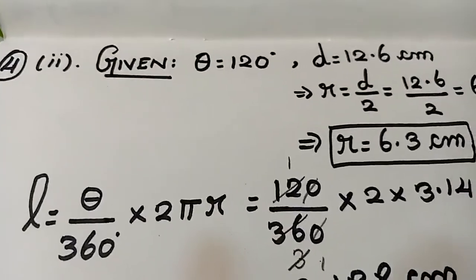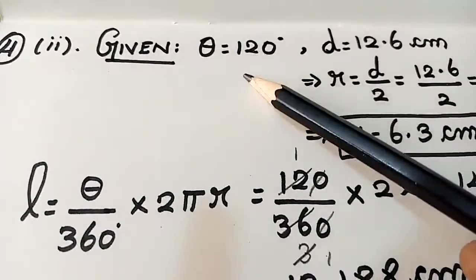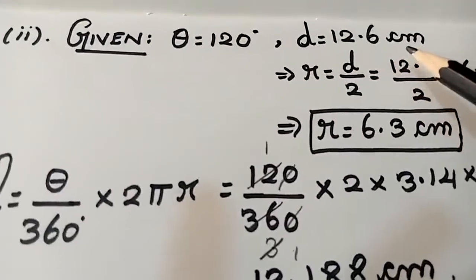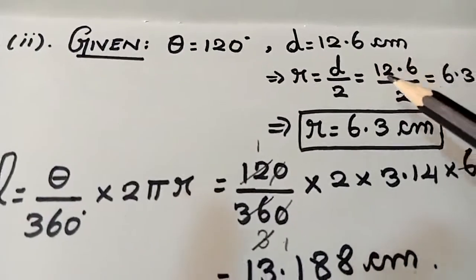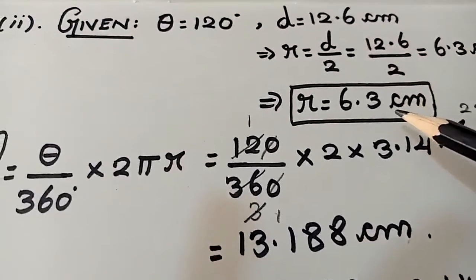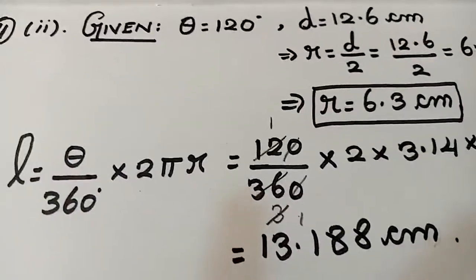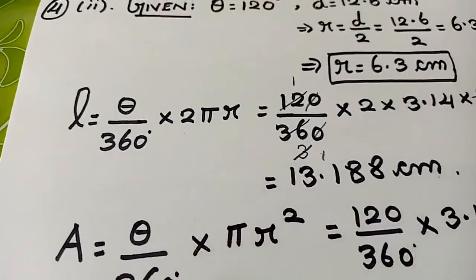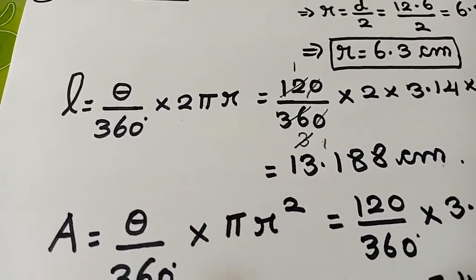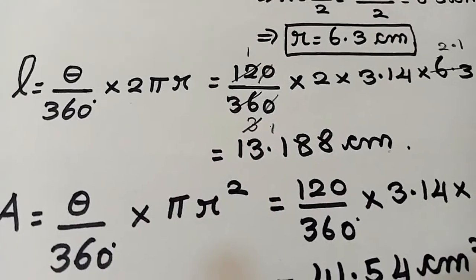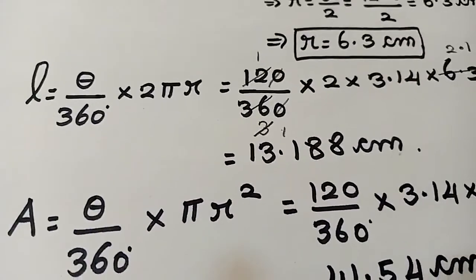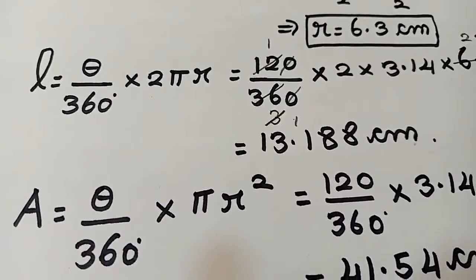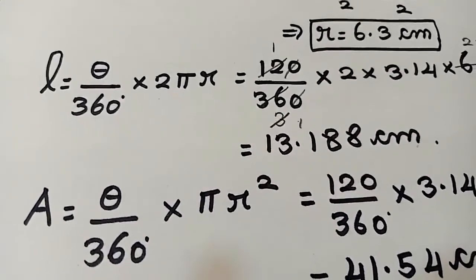4.2. They are given you theta equal to 120 degree and d equal to 12.6 centimeter. First, I am going to convert the diameter into radius. If I convert, I will get the value as 6.3 centimeter. Next, I am going to find L. L is nothing but theta by 360 degree into 2 pi r. You are going to calculate and I will be getting the answer as 13.188 centimeter, and this can also be written as 13.19.